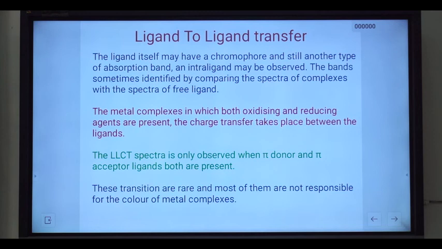So LLCT spectra is only observed when a pi donor as well as a pi acceptor are present, unlike MLCT, which involves pi acceptor ligands, and LMCT, which involves pi donor ligands. But in case of LLCT, both kinds of ligands, pi donor as well as pi acceptor, are present. Only then ligand to ligand charge transfer transitions occur. Although these kinds of transitions are very rare and most of them are not responsible for the color of metal complexes. So during the examination, only two transitions are important, that is LMCT and MLCT.